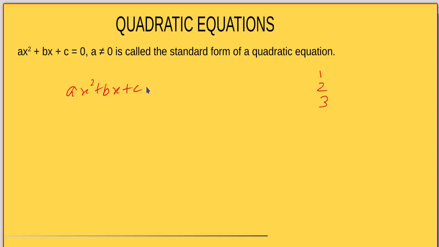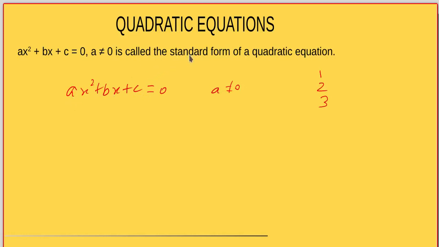The quadratic polynomial, if equated to 0, becomes a quadratic equation. The general form of the quadratic equation is ax square plus bx plus c equal to 0, and a not equal to 0. Why? Because if a equals 0, then this term will vanish. We will get only bx plus c equal to 0, which becomes a linear equation. So definitely a should not be equal to 0.